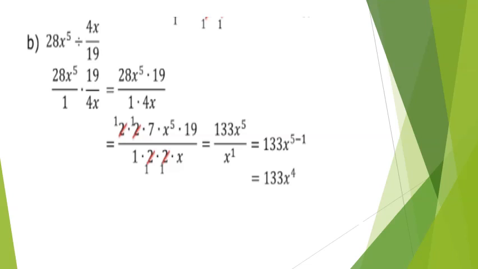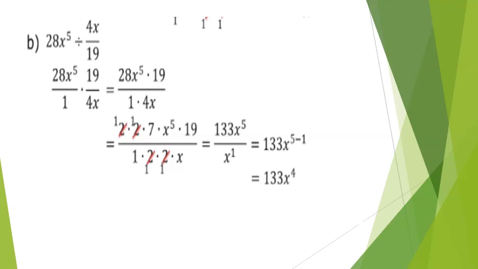So we're just going to multiply across. 28x to the 5th power times 19 is our numerator, and 1 times 4x is our denominator. So we're going to prime factor 28 out, which is 2 times 2 times 7, times x to the 5th power times 19. 19 can't be prime factored out because it's already a prime. Our denominator primed out is 1 times 4, which is 2 times 2, and then we're left with the x.